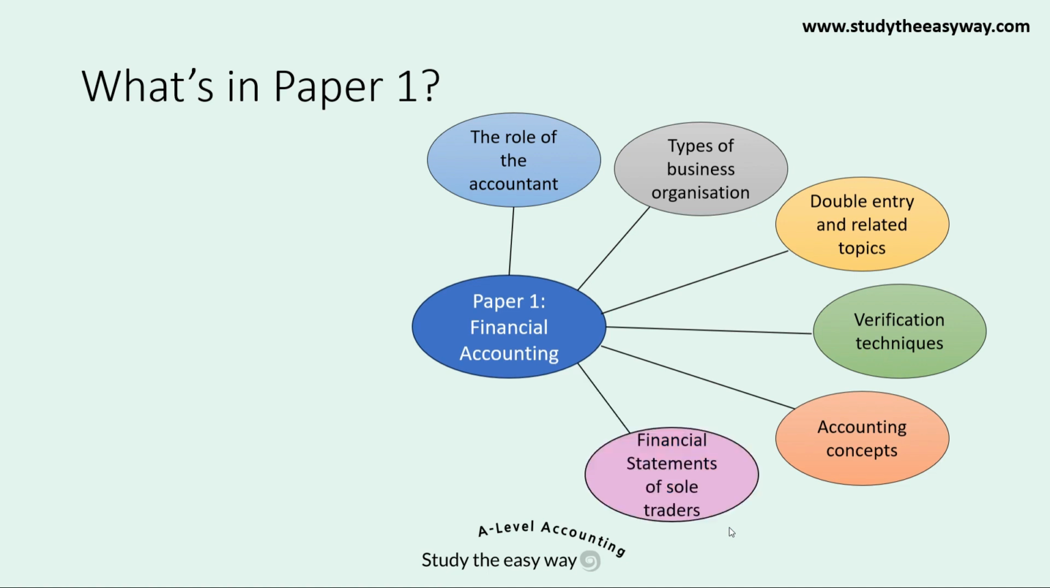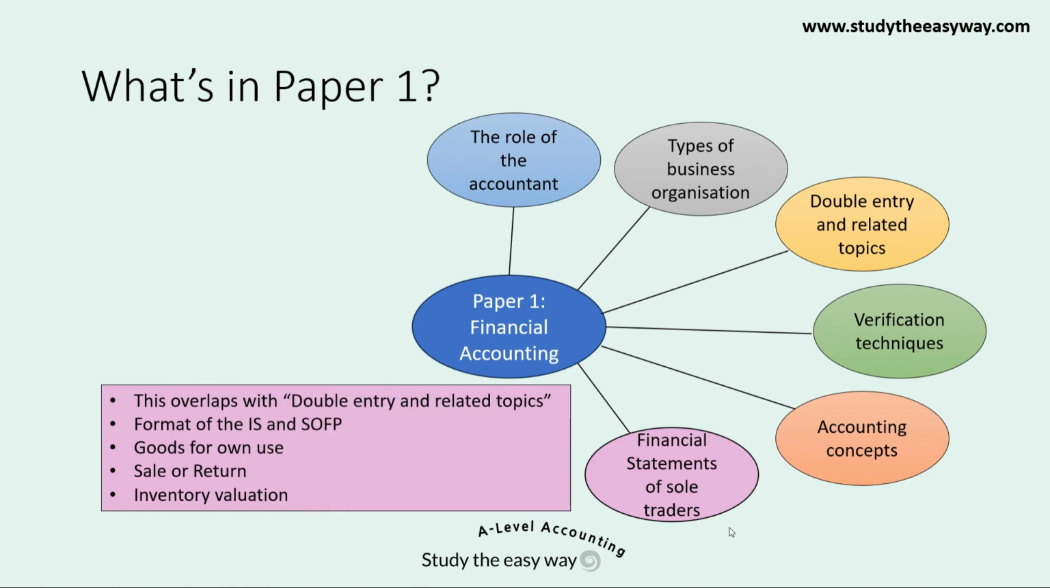The next section has some overlap with the section on double entry. The Financial Statements of Sole Traders section requires you to know the format of the financial statements of a sole trader and to be able to make necessary adjustments to these financial statements as previously described. Watch out for adjustments for goods for own use, sale or return goods, and inventory valuation that are often included in exam questions on this topic.